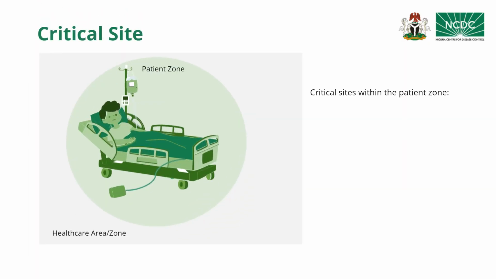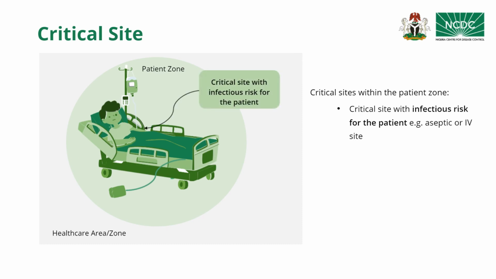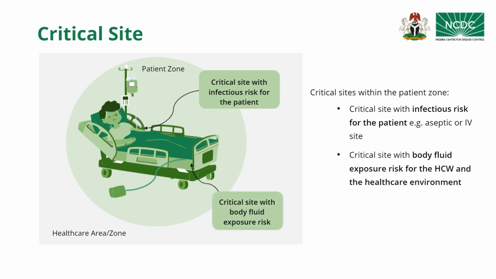There are 2 critical sites within the patient zone. The first site is the critical site that is associated with a higher risk of infection for the patient. For example, an aseptic site or IV site. The second site is the critical site with body fluid exposure risk for the healthcare worker and the healthcare environment.